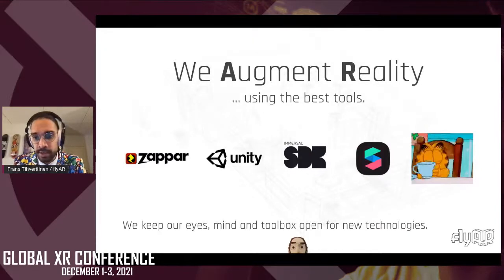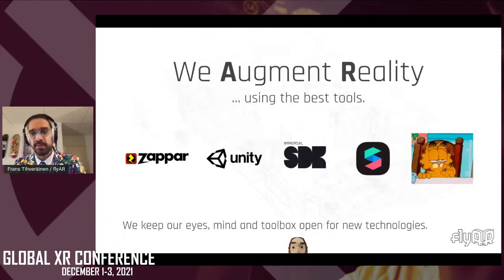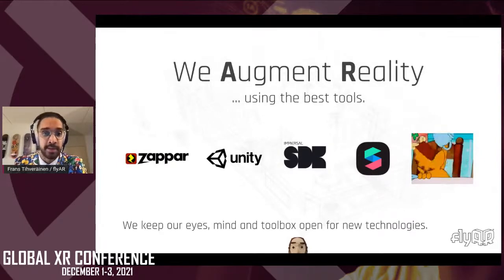And the other tools are Unity game engine, which we use on its own, and sometimes we pair it with Immersal SDK for spatial AR things. That's not yet in WebAR, but hopefully in the future. Then the last logo is Spark AR Studio. We do some Instagram and Facebook filters as well. And then last but not least, coffee. That's important.